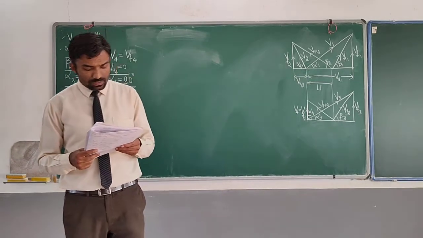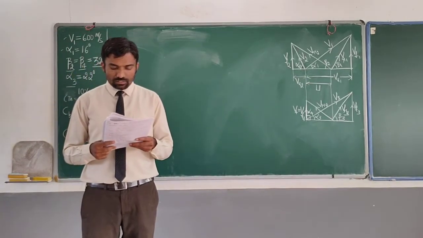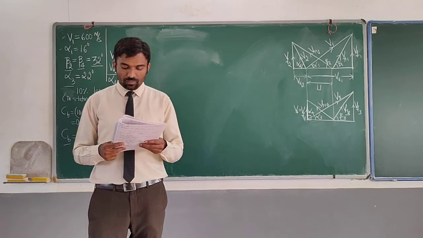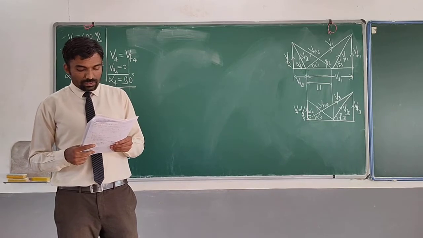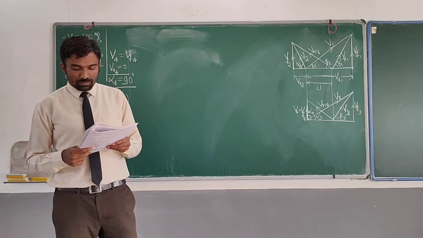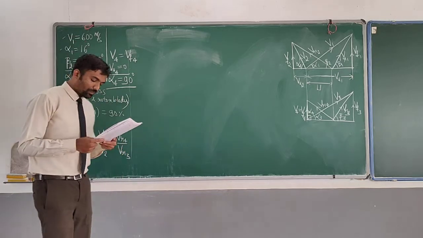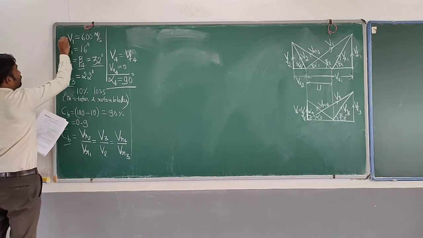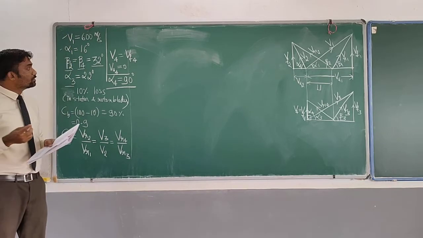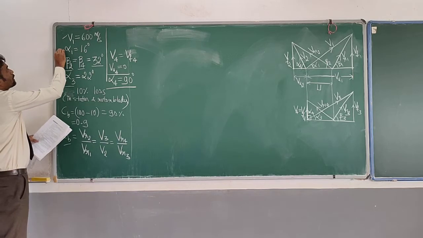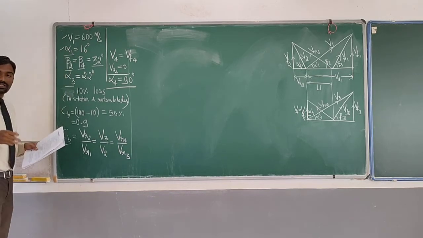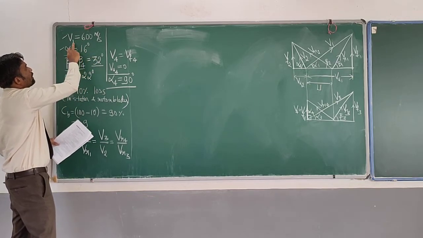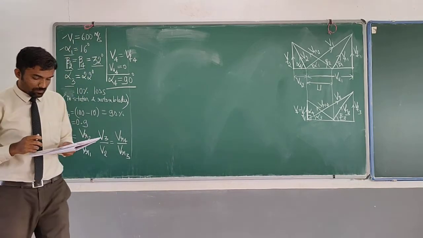The problem statement is like this: a two-stage impulse turbine has two rows of moving blades and one row of intermediate fixed blades. Steam exit velocity from the nozzle is 600 meter per second at an angle of 16 degree. That is the steam velocity from the nozzle, V1. The outlet of the nozzle represents angle alpha 1, which is 16 degree. V1 is 600 meter per second.